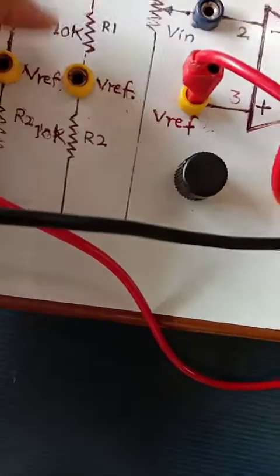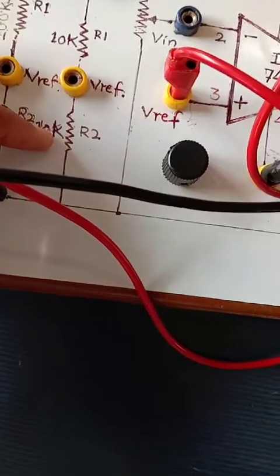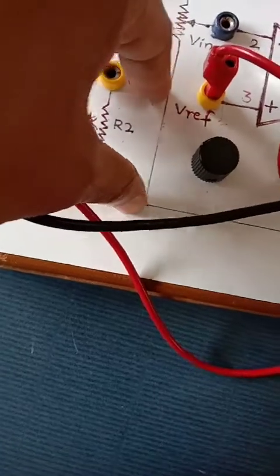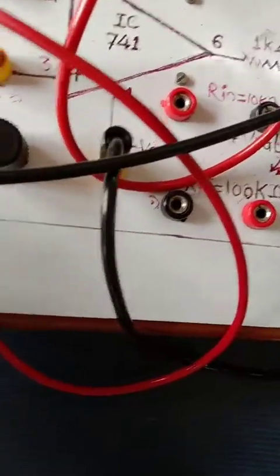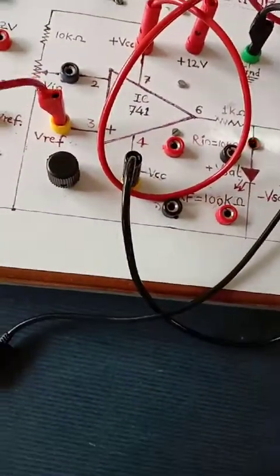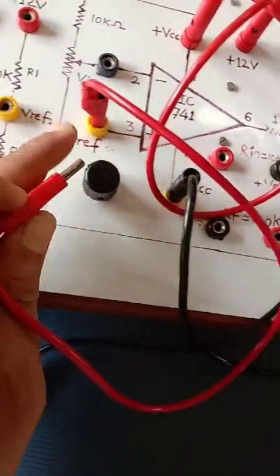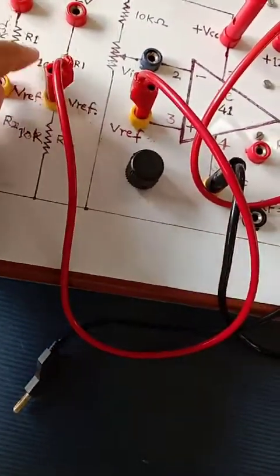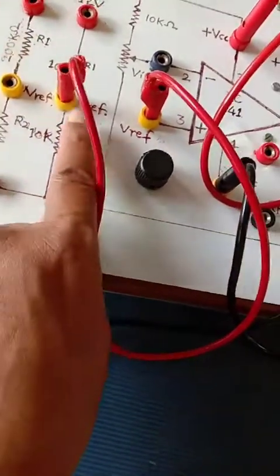I have taken 6 volt because here two equal resistors, 10 kilo ohm and 10 kilo ohm, are connected in series. So we get the reference voltage, or the trip point voltage, of 6 volt. Now disconnect this red wire which is connected to pin number 3, and connect it to the middle of this voltage divider branch of R1 and R2, at the middle terminal here.